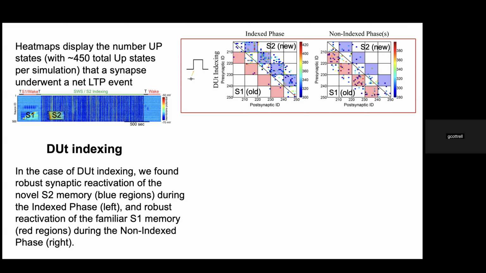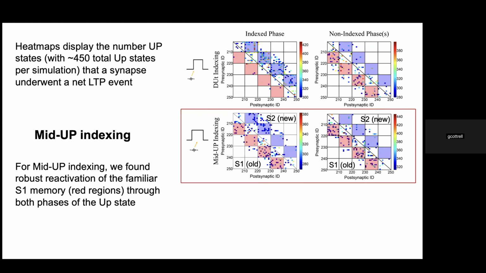So this is a case of down to up indexing, and what you can see is that during the index phase, we have reactivation of the new S2 memory, as we would expect. Interestingly, during the not-index phase, later during upstate, we actually have very nice reactivation of the old memory. So both of them are co-reactivated, which is what rehearsal does, if you go back to that idea I mentioned.